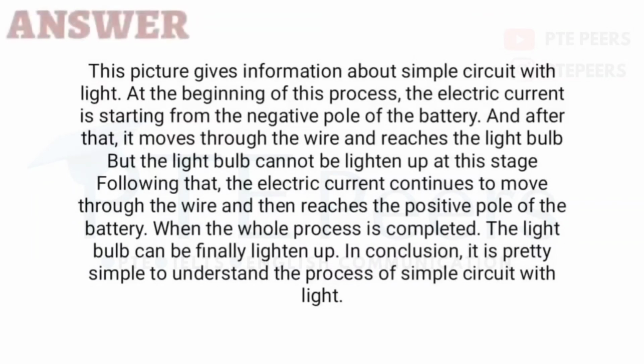This picture gives information about a simple circuit with light. At the beginning of this process, the electric current starts from the negative pole of the battery. After that, it moves through the wire and reaches the light bulb, but the light bulb cannot be lighted up at this stage. Following that, the electric current continues to move through the wire, and then reaches the positive pole of the battery. When the whole process is completed, the light bulb can finally be lighted up. In conclusion, it is pretty simple to understand the process of a simple circuit with light.